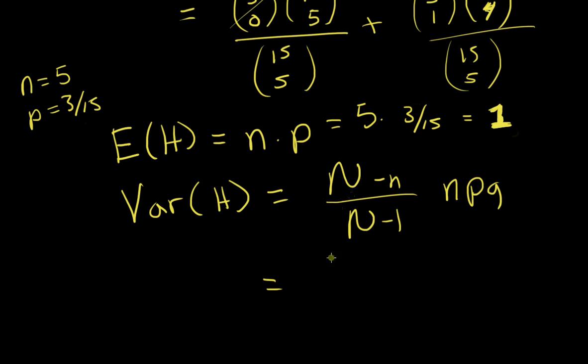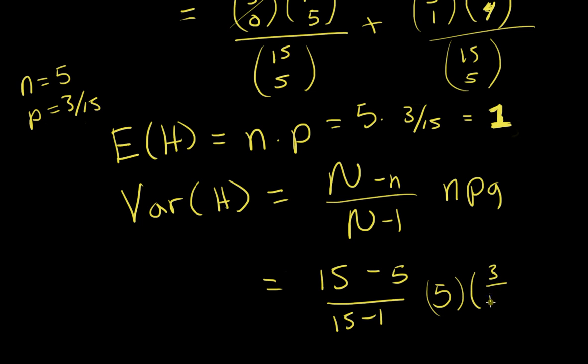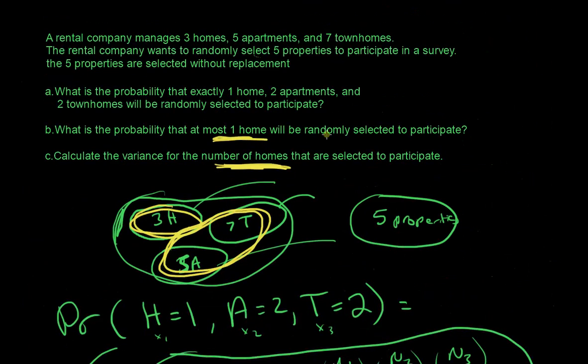For variance, capital N is the total number of properties that they manage. Little n is the amount that you're sampling. Capital N minus little n over capital N minus 1. P is 3 out of 15, and Q is 1 minus P, 12 out of 15. All right, and I'll leave this. You can go ahead and multiply this across, right? So 10 over 14 times 5 times 3 over 15 times 12 over 15. So you can calculate that. All right, so this is an example of the hypergeometric probability distribution function and the multivariate hypergeometric probability distribution function.